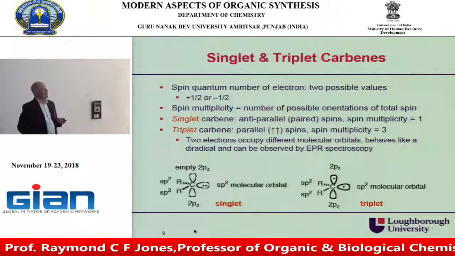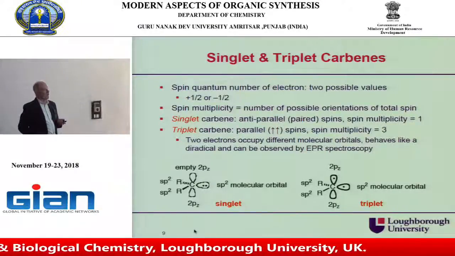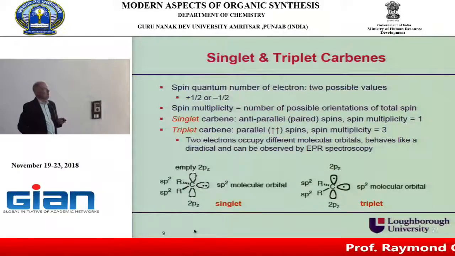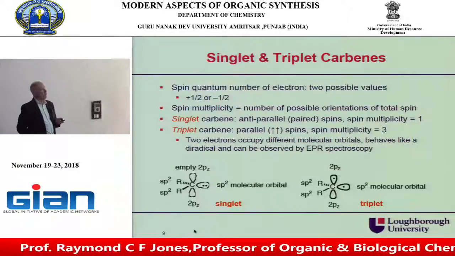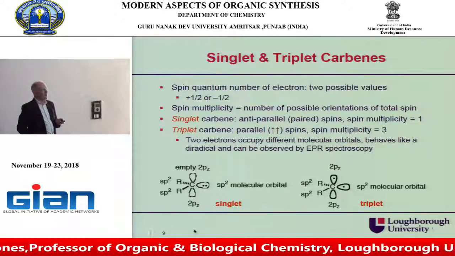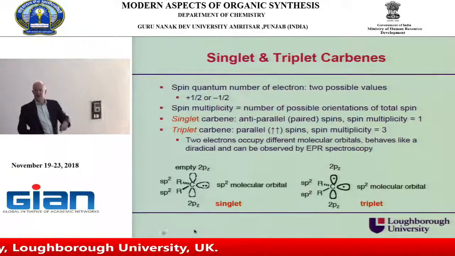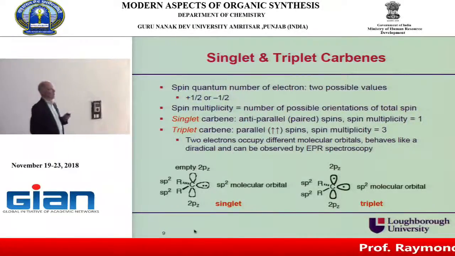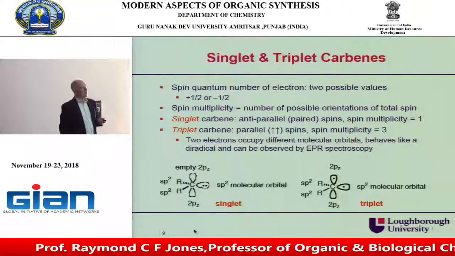On the other hand, if you have the two non-bonded electrons in parallel spins, then there are 3 arrangements there. You can have both electrons with a spin quantum number of plus a half, both with minus a half, or one of each. So if you want to look at it in arrow terms, you've got 2 spins upwards, 2 spins downwards, or 1 up, 1 down. So there are 3 possible arrangements of the total spin. So the spin multiplicity is 3.